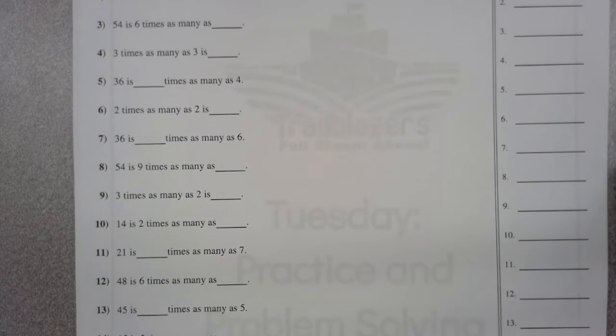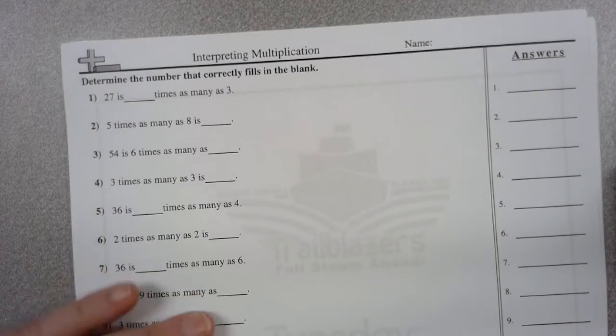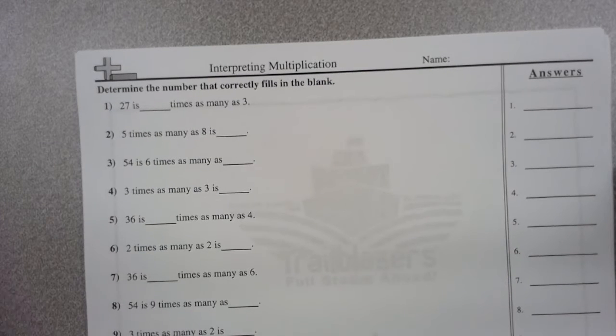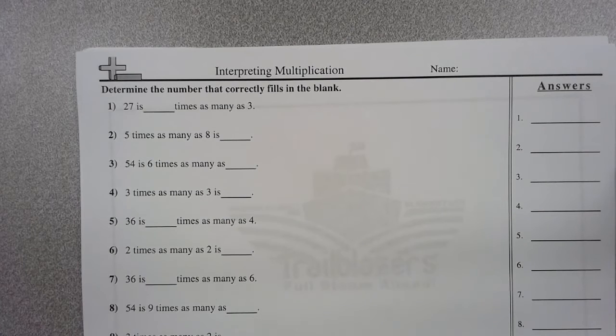And this one is kind of how you would do. We talked about this on the first day. We just have to think. All right, so I have 27 is blank times as many as 3. So what we have to do is find out what times 3 gives me 27. So basically, you're doing backwards multiplication, which is division.